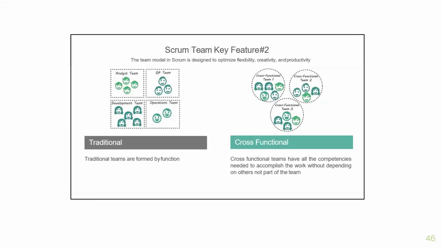For traditional teams, they are formed by function. For your Scrum team, they will not be formed by functions. They will be cross-functional. Like I said, you would have engineers, you have software testers, you'd have design people, you might have a business analyst, depending on the product, right? But everything you need for that particular product to work would be embedded in that Scrum team.